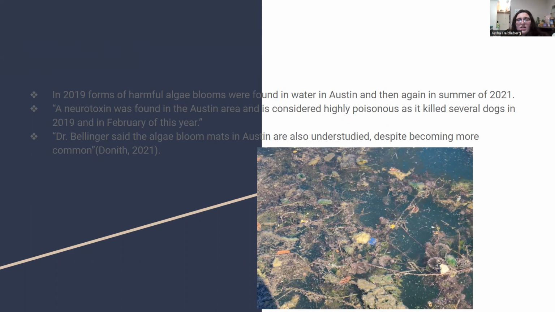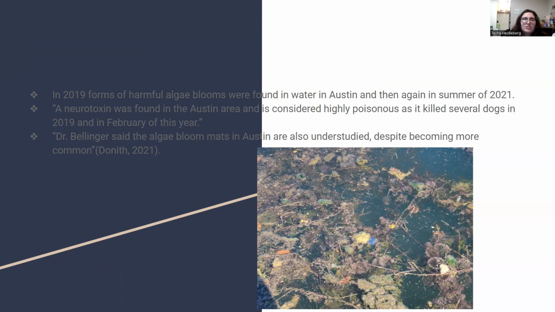And they caused several dogs, you can hear my dog, several dogs in 2019 and in February of this year to die. It's because they were swimming in it and drinking it, and it caused them to get very ill and die. This is just showing how these can affect actual animals and people, and this happened in Texas.